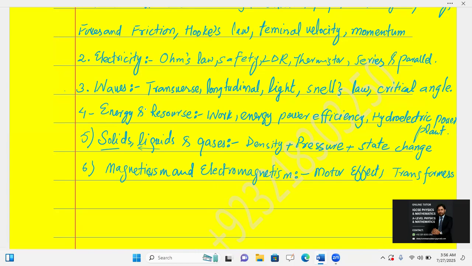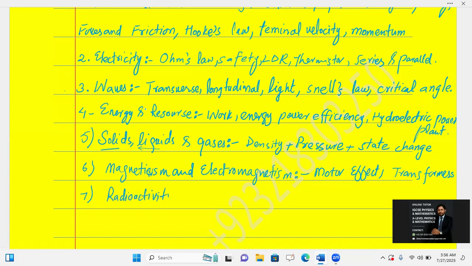I will also say that in magnetism and electromagnetism, mainly Faraday's law and Lenz's law will be discussed in detail, and the motor effect and generator effect will also be discussed. When I go to the motor structure, I will explain carbon brushes and slip rings, everything in detail.